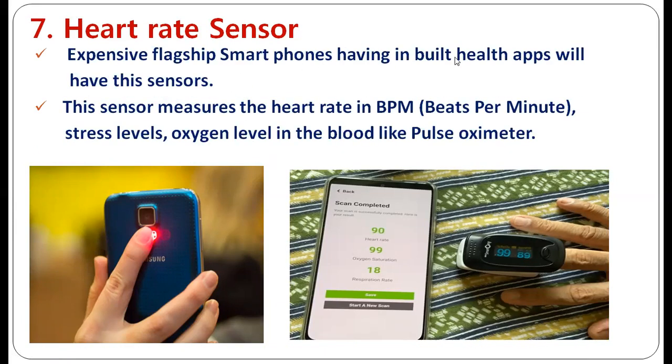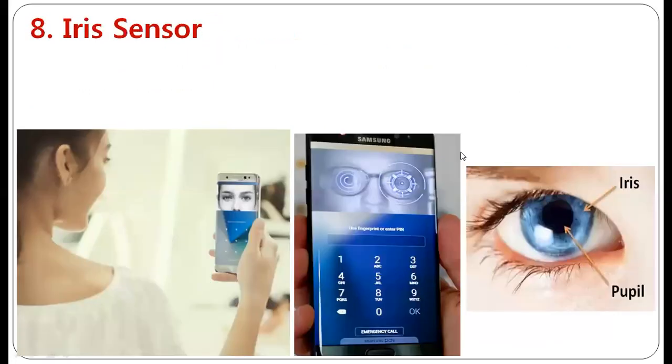Expensive flagship smartphones having built-in health apps will have this type of sensor. This sensor measures the heart rate in BPM, stress level, and the oxygen level in the blood, just like the pulse oximeter.